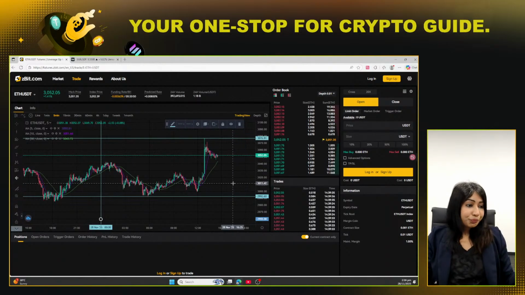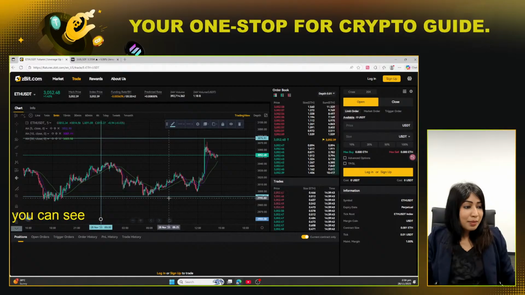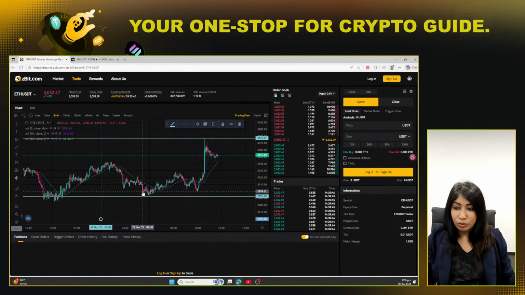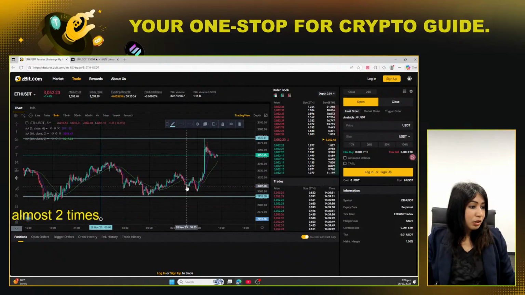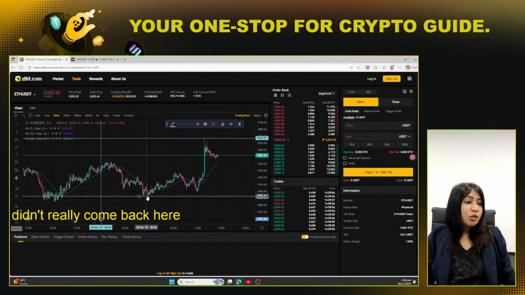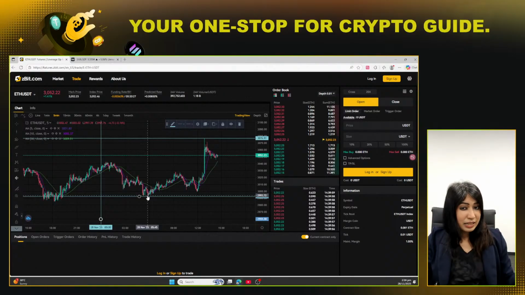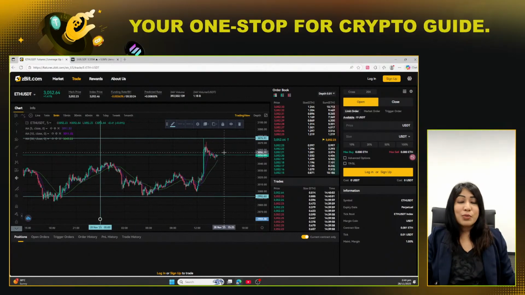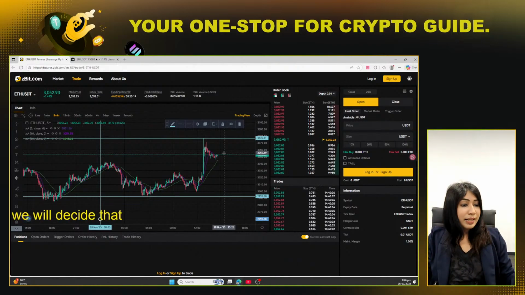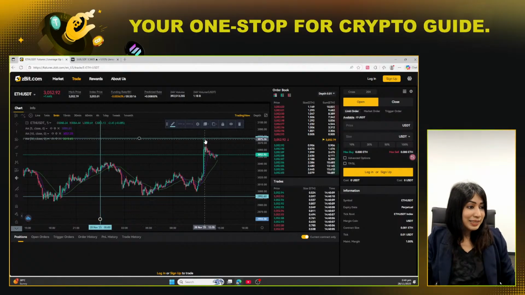3076.91. So with this, basis this support, you can see how many times my price has come back to this level. The price has come back almost 2 times here. It didn't really come back here, but at least it has touched 2 times here. So what is the probability of it again coming and touching this zone and then bouncing back? We will decide that at a later time. Right now, let's focus on where the resistance is sitting. The resistance is sitting at 3076.